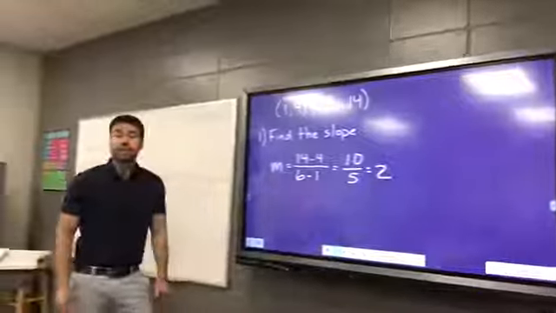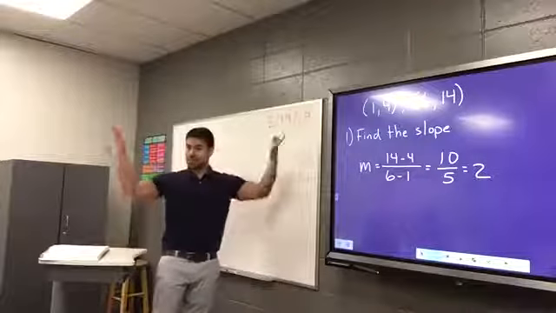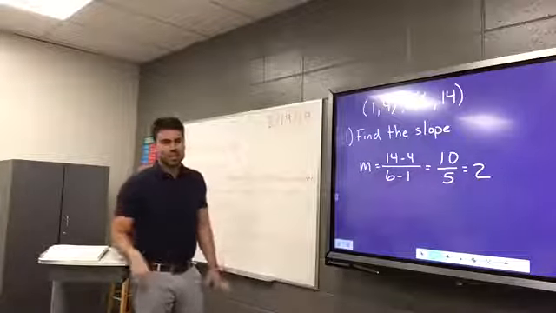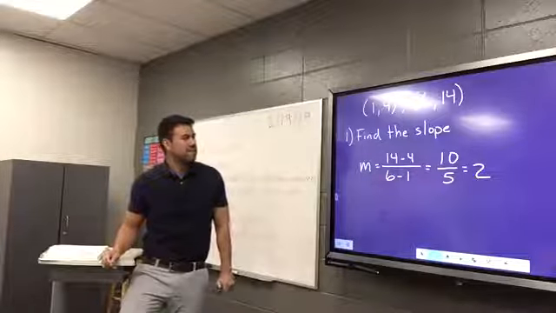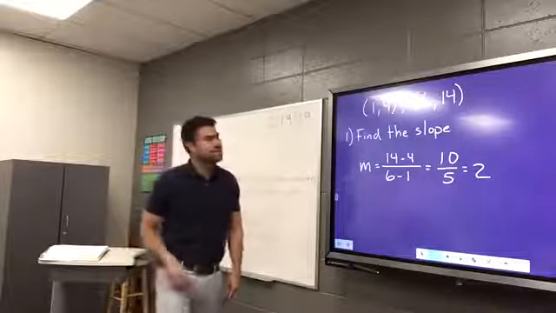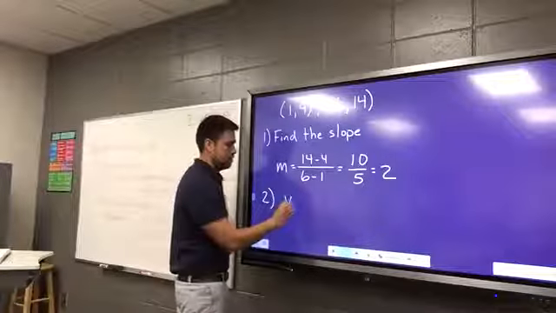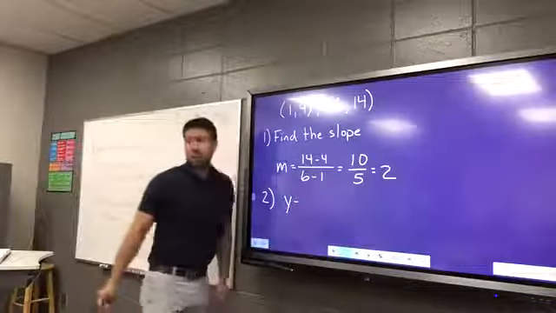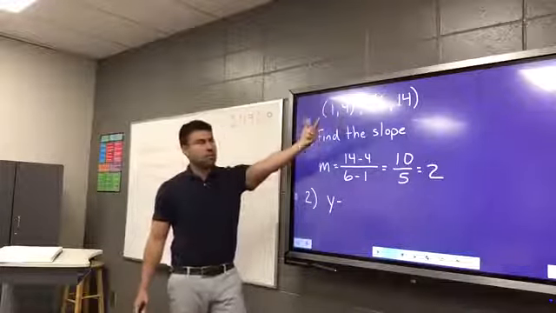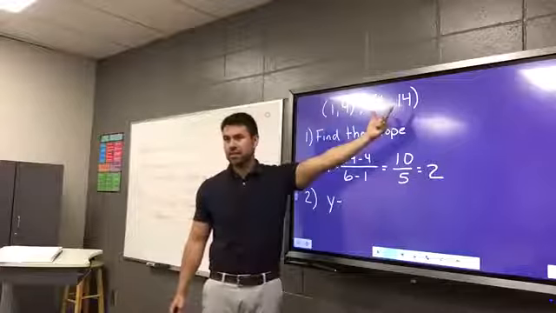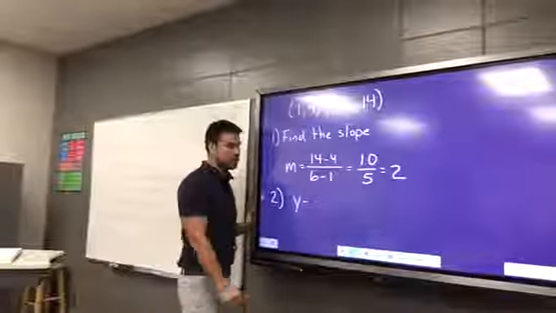Now get into slope-intercept form. So you got the slope, which is really cool, but you still need the slope-intercept form. How many of you are going to use the point (1,4)? How many of you are going to use the point (6,14)? Okay. From who raised their hand, it's pretty much split.